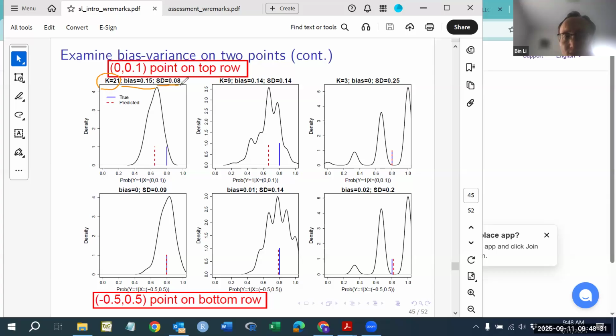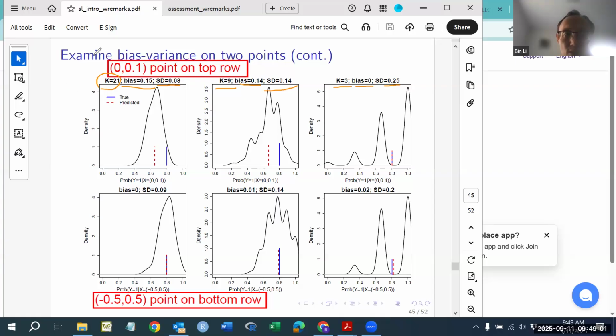Standard deviation is 0.08. But when we reduce the k, that means the model becomes more complicated. You can see the bias decreases, but the standard deviation increases. When we further reduce the k, the model is more complicated. Then the bias is 0, but the standard deviation is much larger, 0.25. So you can still see the bias variance trade-off.